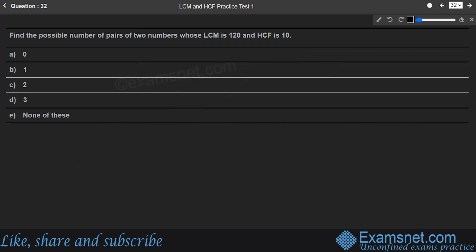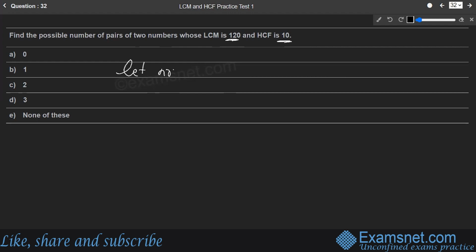Okay. Find the possible number of pairs of two numbers whose LCM is 120 and HCF is 10. This is the condition given. So let us assume the numbers. As discussed in the earlier questions also, the numbers should be multiples of their HCF. The numbers are clearly the multiples of their HCF only. Numbers are always the multiples of their HCF only.